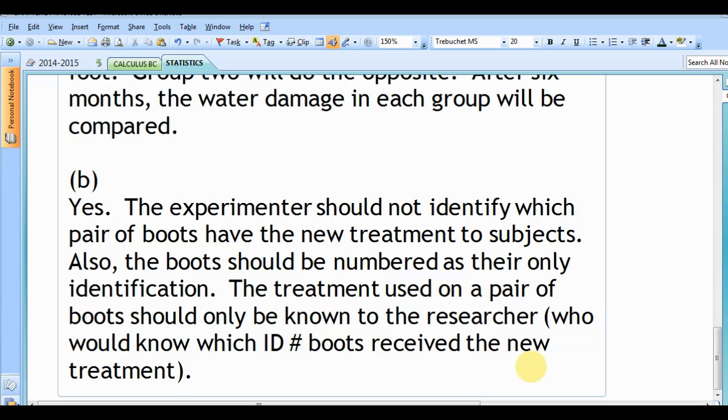No, but for example, they can assess the water damage for themselves during the experiment. Yeah, but they wouldn't know which water damaged boot was the new one and which was the old one. They would just know that one of them seems to be getting more water damage than the other. What's the difference between the researcher and the experimenter? The researcher is the one who's going to be crunching the numbers. The experimenter is the one who's implementing the design. So the experimenter has to be blind, not the researcher. Yeah.